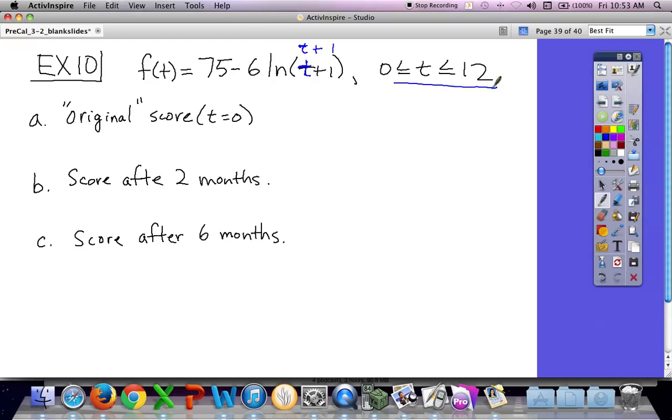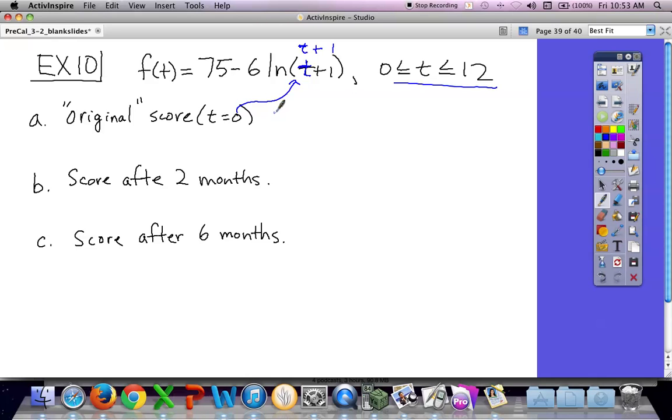Okay, now on this problem, when it says find the original score, remember in the exponential, they would say find the initial value. It's the same kind of thing. Original means t equals 0, as time marches forward. Okay, well, how would you find that? Put in the 0 right there.